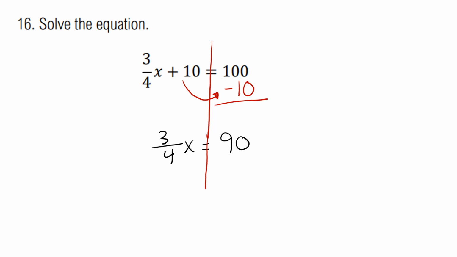Our next step is to again isolate the variable by dividing. The 3/4 x together means multiply. We do the opposite operation, which is division. 90 divided by the fraction 3/4 is going to give us an answer of 120.